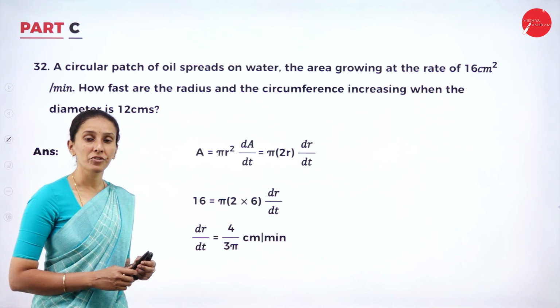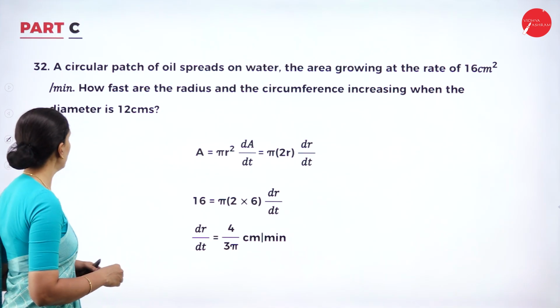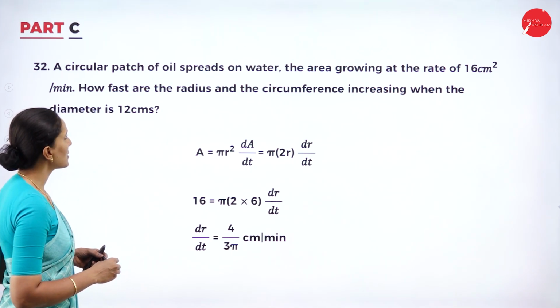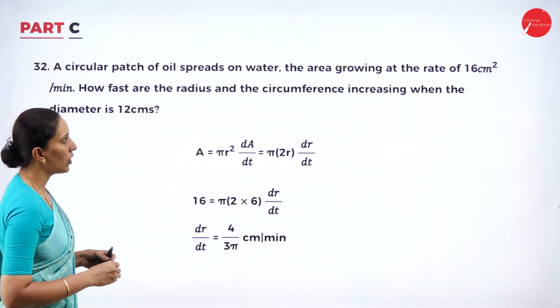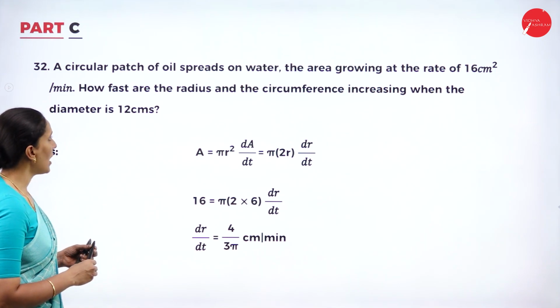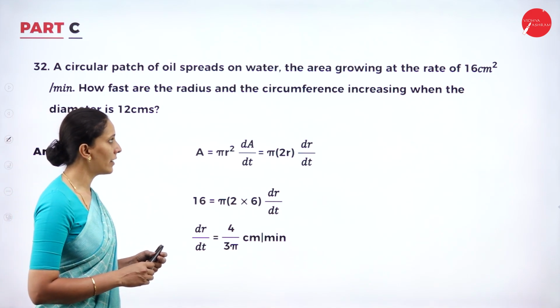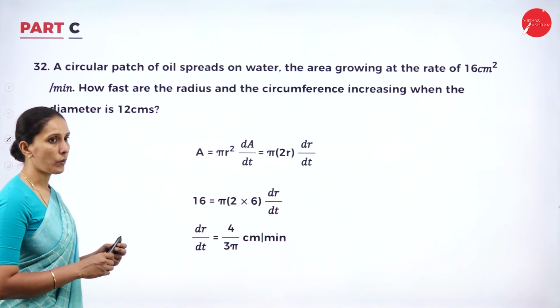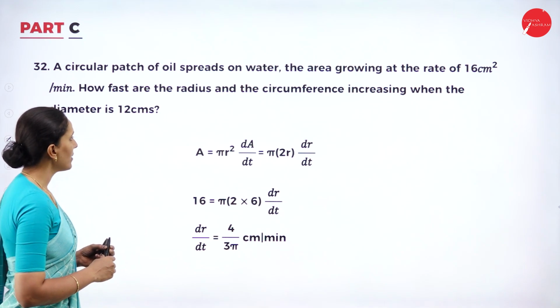Next, we have a question from application of derivative. A circular patch of oil spreads on water, the area growing at the rate of 16 centimeters square per minute. How fast are the radius and the circumference increasing when the diameter is 12 centimeter? So, the data is given.